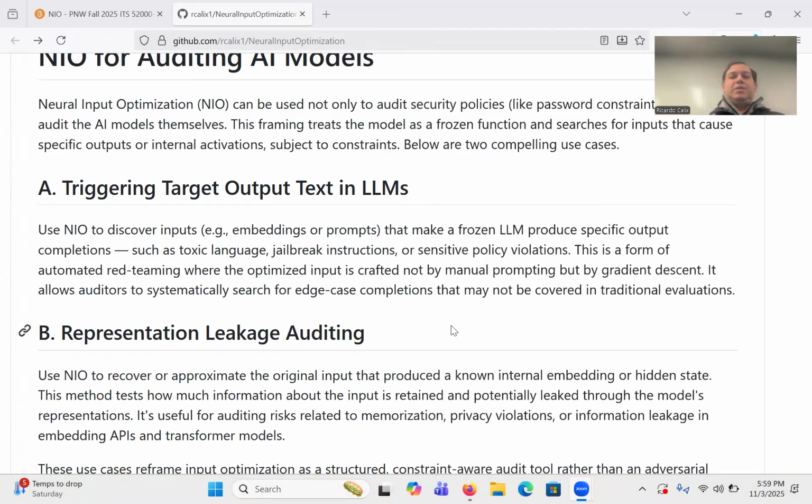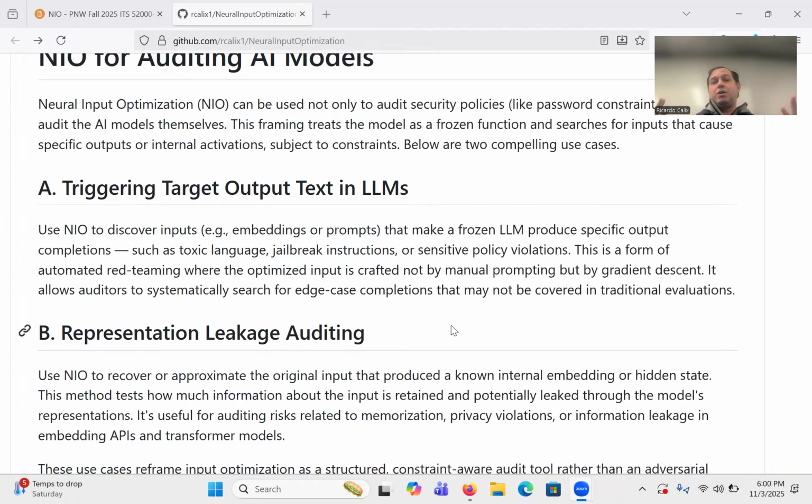Okay, so it's not just to figure out inputs, as I said, but also you could generate tons. Let's say you want 1 million toxic examples. You could do it, right? In theory, right? So that's also a possibility. So I'll repeat this part. This is a form of automated red teaming where the optimized input is crafted not by manual prompting, but by stochastic gradient descent, and you just start with a random input tensor in this case, not just a vector.